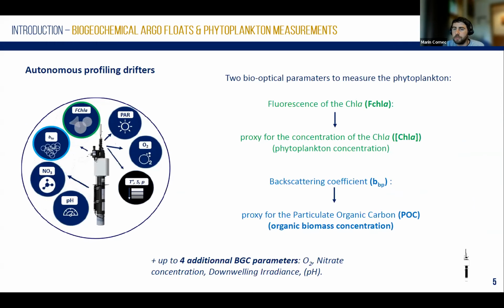Here we focus on two bio-optical parameters in particular that allow us to detect and quantify the phytoplanktonic presence. First, the fluorescence of chlorophyll A, which is a proxy for the concentration of chlorophyll A, to detect the phytoplankton presence, and the backscattering coefficient, the BBP, which is a proxy for the particulate organic carbon. In addition to these two parameters, we also have up to 4 BGC parameters that allow us to constrain the environmental context of the DCM presence.